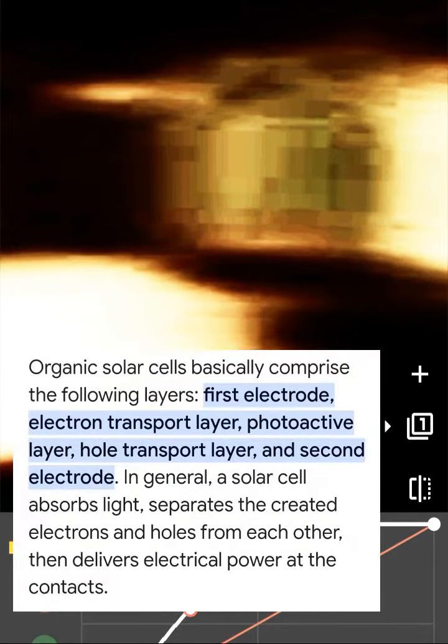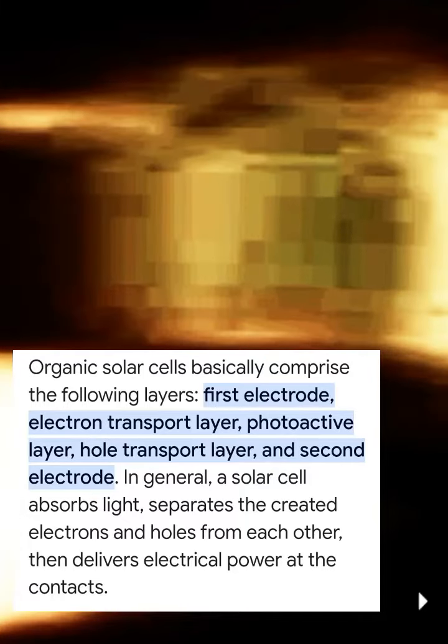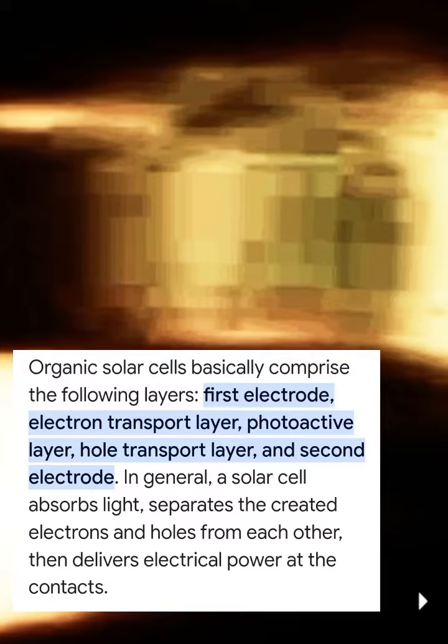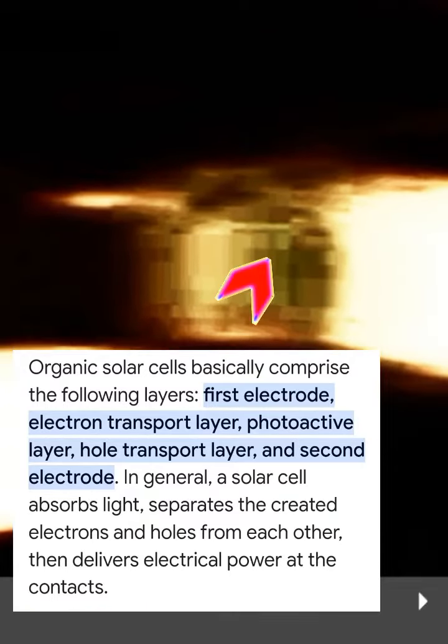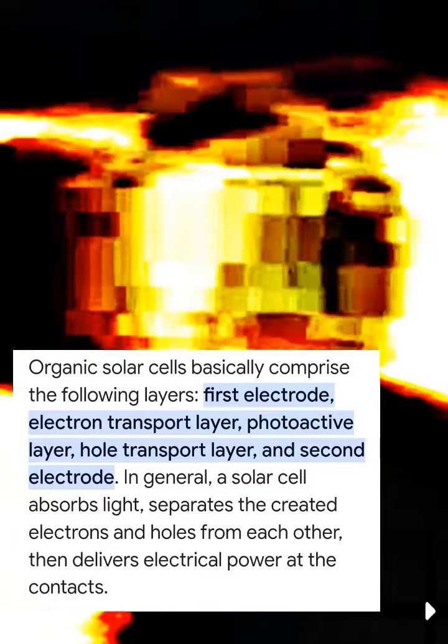Organic solar cells basically comprise the following layers: first electrode, electron transport layer, photoactive layer, hole transport layer, and second electrode. In general, a solar cell absorbs light, separates the created electrons and holes from each other, then delivers electrical power at the contacts.